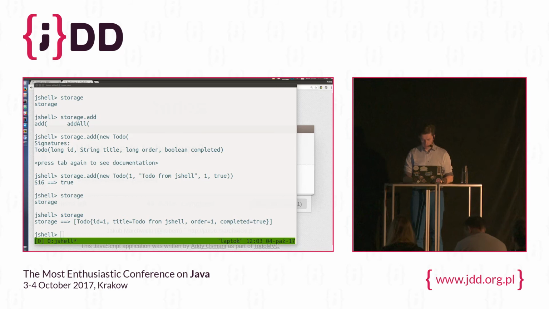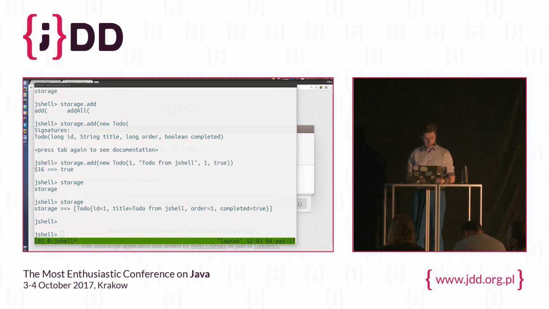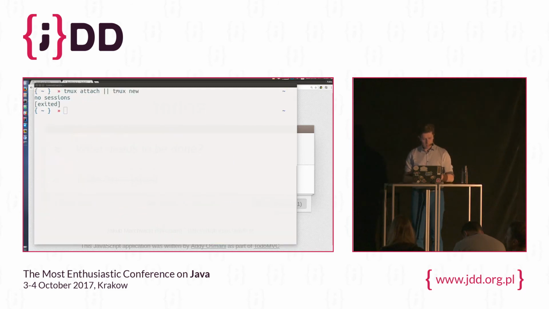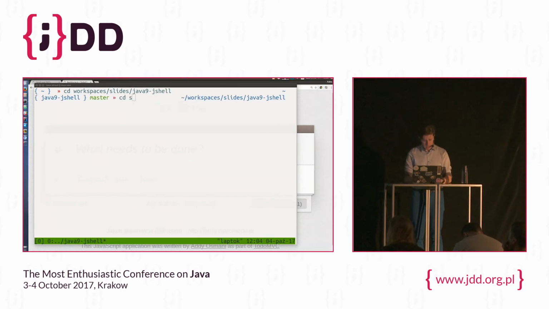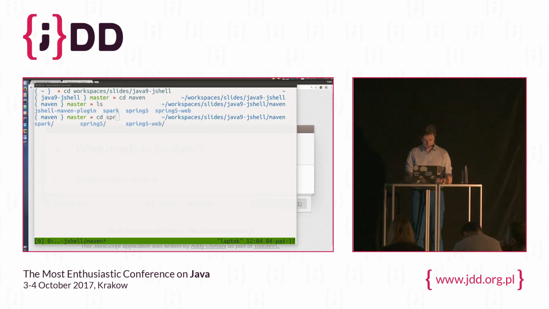I will just leave this application as we see. So I'm leaving. Whoop! I went one Control D too far. Okay. So the workspace, slides, Java9. That's the beauty of live coding. Everything can go wrong. And I have a folder called Maven, and this is Spring 5.